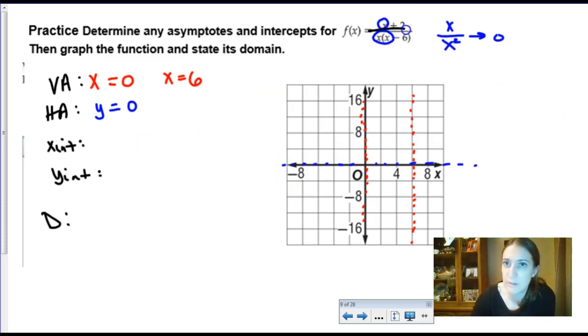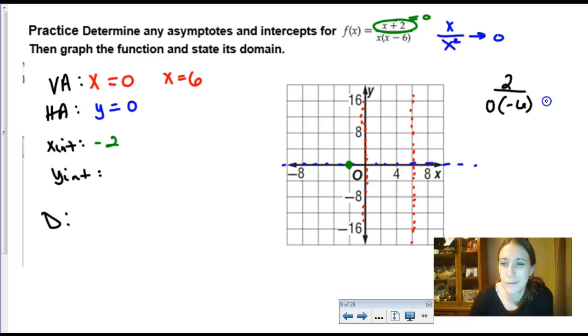X-intercepts would be when you take your numerator and set it equal to 0, and you solve for that, and that gives us negative 2 for the x-intercept. So, voila, right there. And then the y-intercept, this one's kind of tricky because it's already factored, but if you plug in a 0 for the x's, you get 2 over 0 times negative 6. Well, don't think real hard about this, guys. You're going to get an undefined number here, which means there is no y-intercept.